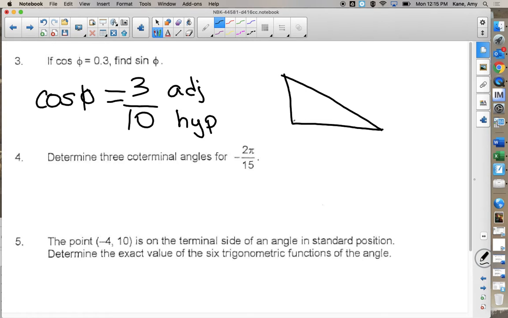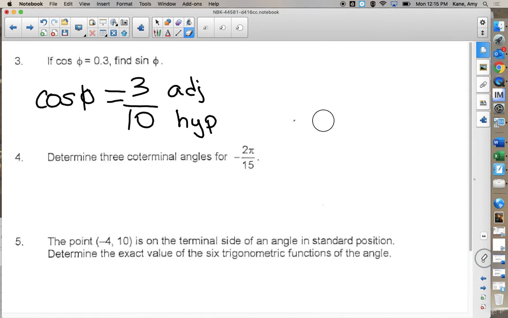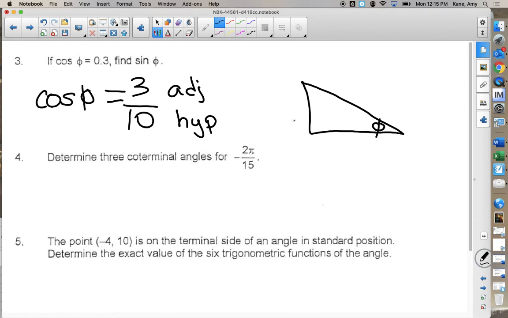And label the sides. So the adjacent, I'll call my angle right here. This orientation must be off. Whenever I draw my line, it just doesn't go where I want it. There we go. So adjacent is 3, hypotenuse is 10. Julia, how can I find the vertical side? Yeah. So 3 squared plus y squared equals 10 squared. So Julia, 100 minus 9 is 91. Yeah. So this is the square root of 91.